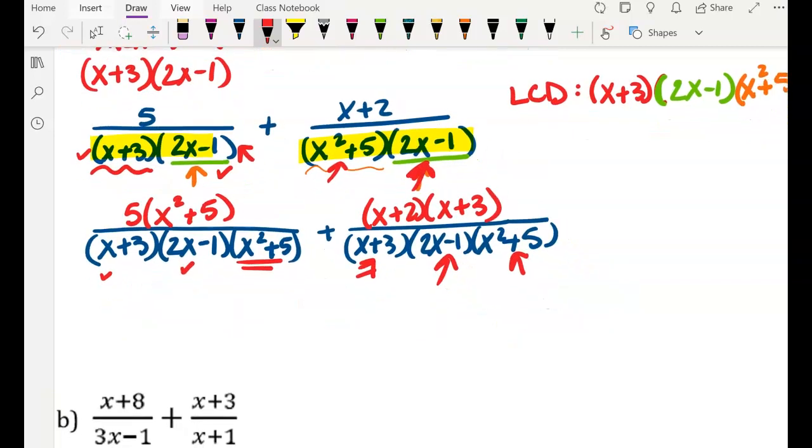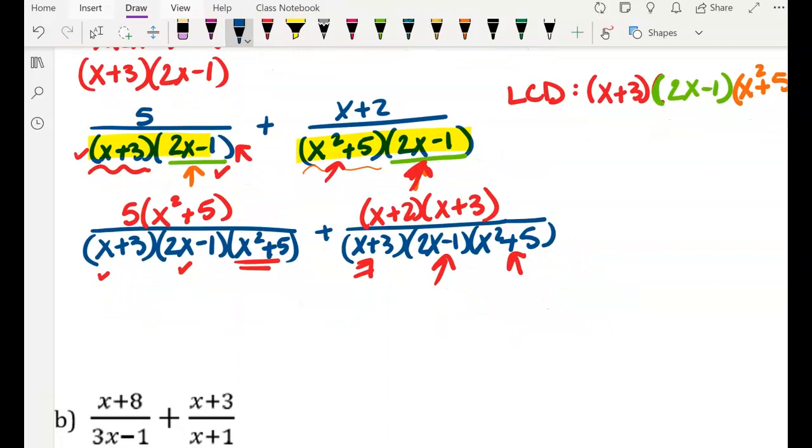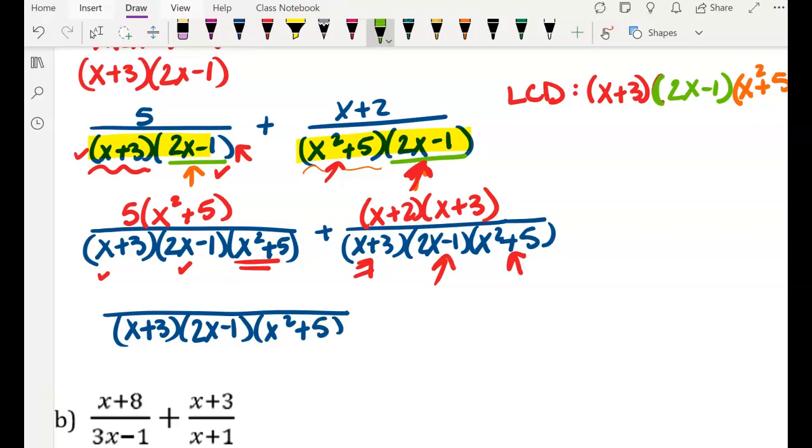Since the LCDs, students, are now identical in both fractions, we can add the tops together. But now we are going to rewrite one denominator only, since they are identical. And now we just add the tops together. But before we add the top, we need to FOIL these out.